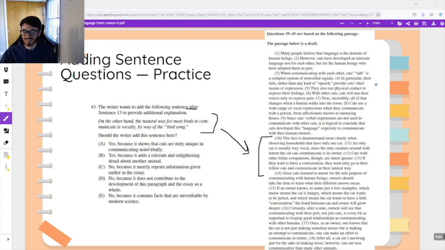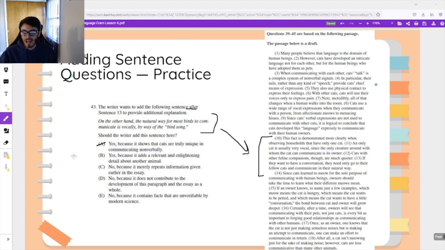So let's take a look at our answer choices here. A: Yes, because it shows that cats are truly unique in communicating non-verbally. No. I mean, maybe it does that, right? Maybe, but that's not related to what the paragraph is trying to do or what the passage is trying to do. So even if it does accomplish that, that's not a reason to add it because we don't care about that. That's not what's going on in the passage.